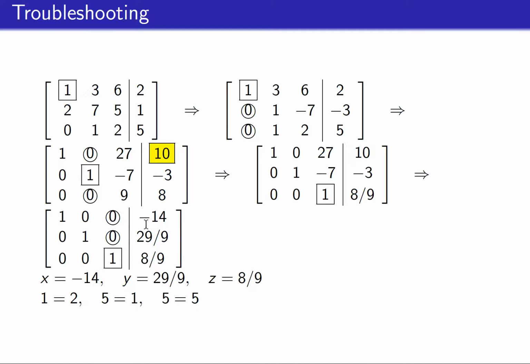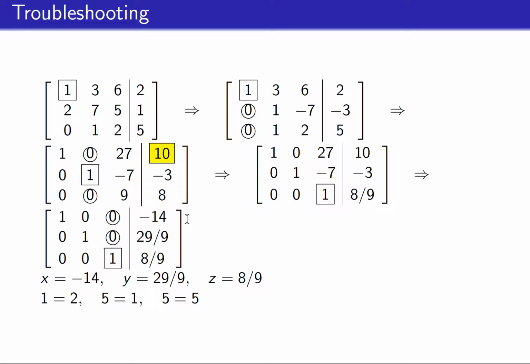Now, what if you plugged it to this one? Of course, this is how we got this. So, of course, this is going to be right. Plug in negative 14. Negative 14 is negative 14. 29 ninths is 29 ninths. 8 ninths is 8 ninths. So, of course, this is going to be right. And that is, the matrix is wrong, but the equations are going to be true.